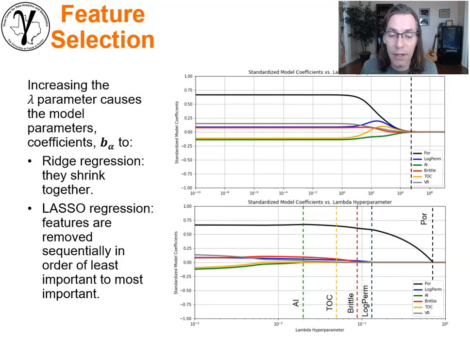What's our most important feature? The last one to be zeroed out. The first feature to be zeroed out, acoustic impedance, is the least important feature. And so we can use that. We have the order now. Porosity is most important, then log perm, then brittleness, TOC, and finally acoustic impedance.